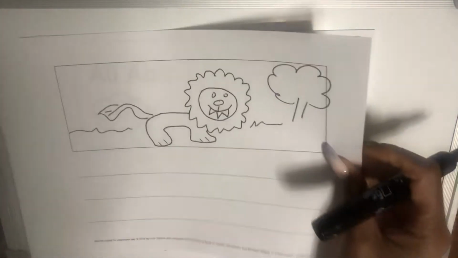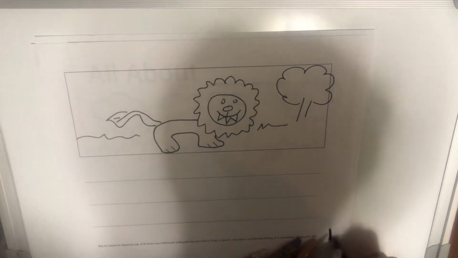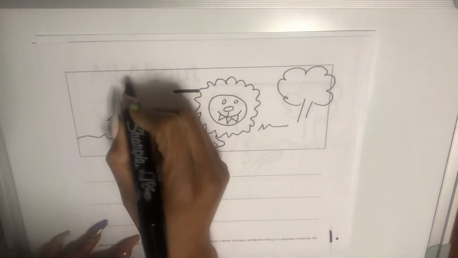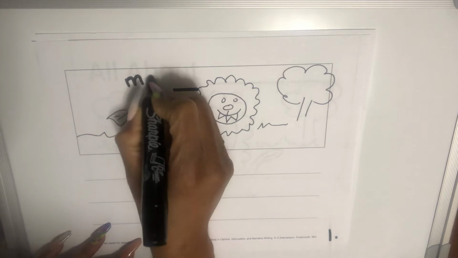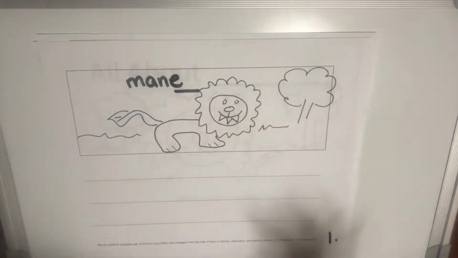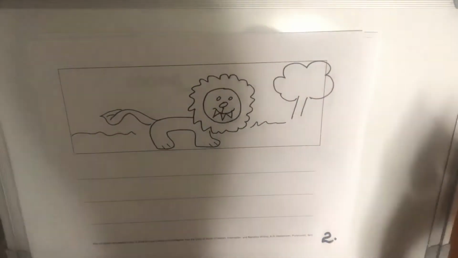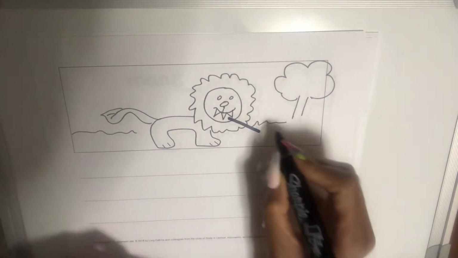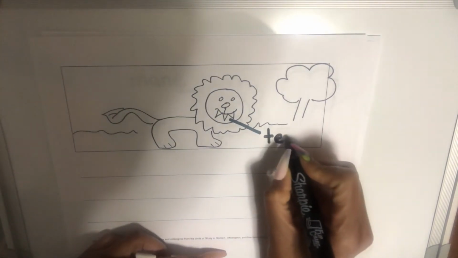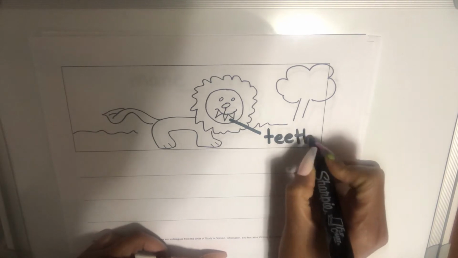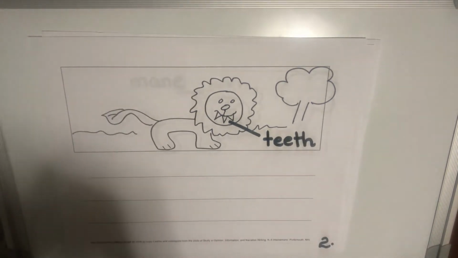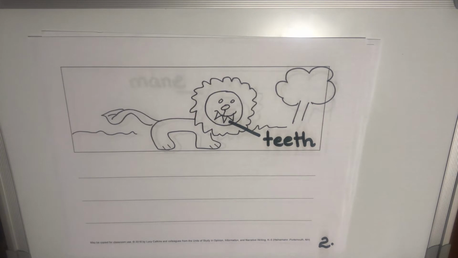On my first page, page 1, I'm going to write about his mane. So let me label mane. On my second page, I said I was going to write about his teeth. So I'm going to write number 2. And I'm going to label his teeth. And they're right there.